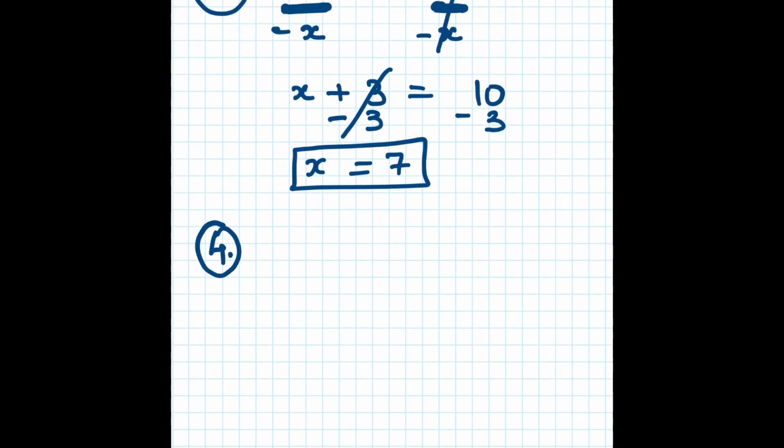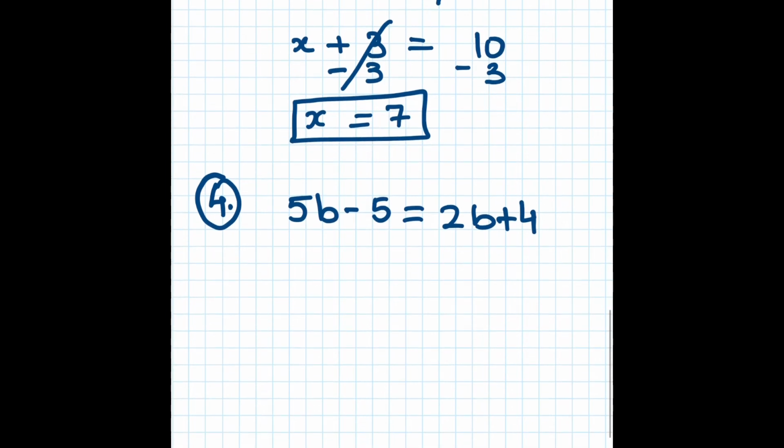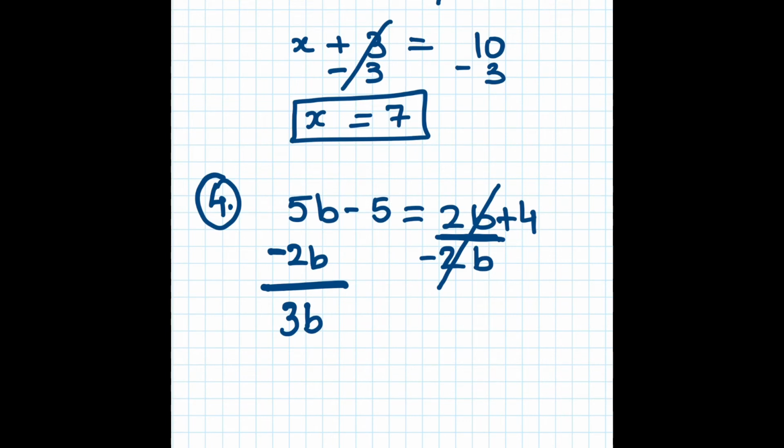Let's do one more question of the same type. So let us suppose we have 5b minus 5 is equal to 2b plus 4. Again, we have to get rid of the variable first. That variable here is plus 2b. We will do minus 2b on both sides, whatever we do on both sides. 2b minus 2b becomes 0. 5b minus 2b is 3b, because 5 minus 2 is 3. So we have 3b minus 5 is equal to 4.